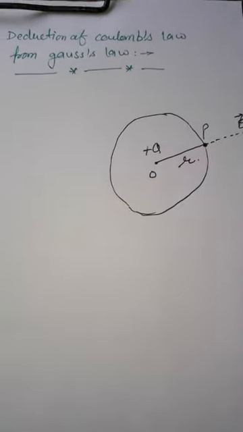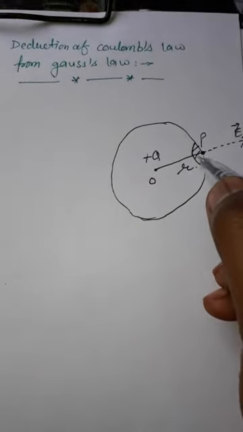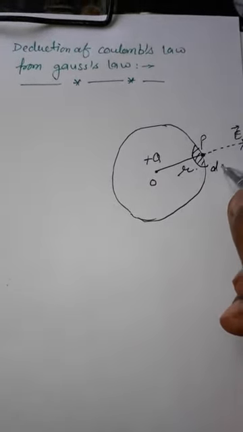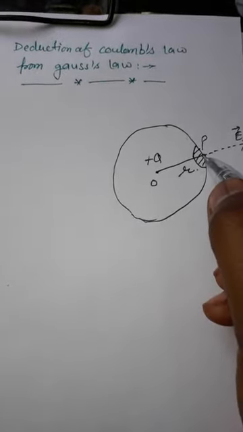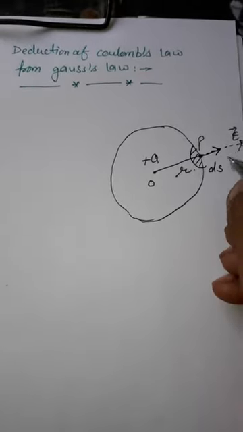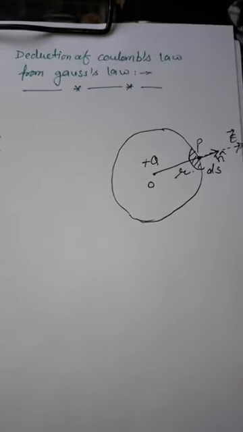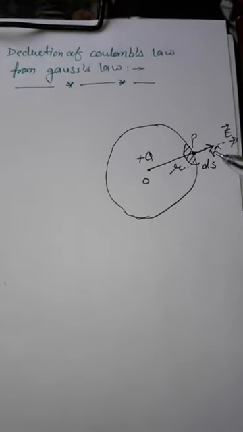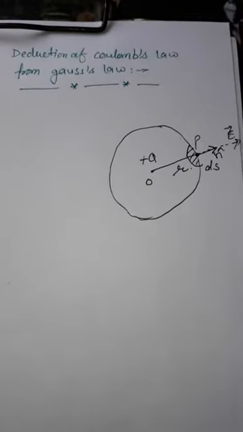Now consider a small surface element around this point P. Say this surface element is ds, then the direction of this area element is perpendicular to the surface, that is represented by a vector n cap. So it is clear from the diagram that electric field and n cap are in the same direction.